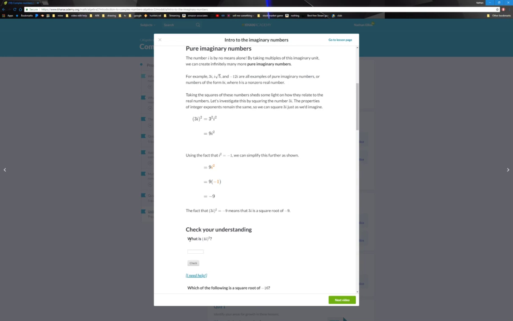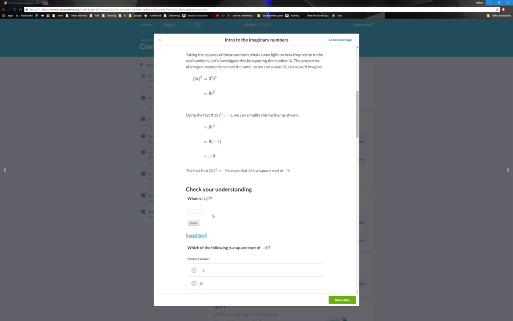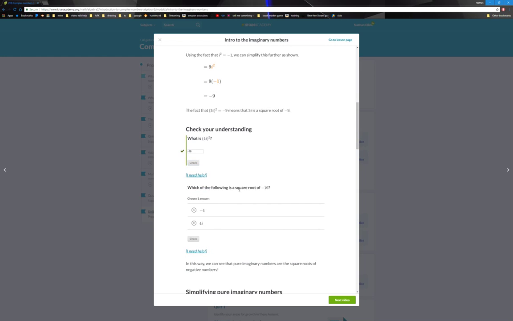Check your understanding. What is (4i) squared? So what we're going to do here is we take 4i, but we take 4 squared, which is 16, and then we take i squared, which we know is -1. So we take -1 times 16, so that'd be -16. So we'll check our answer here, and we got it right. So which of the following is a square root of -16?